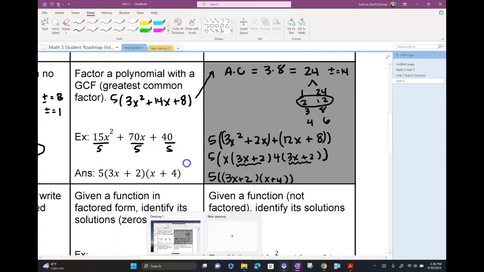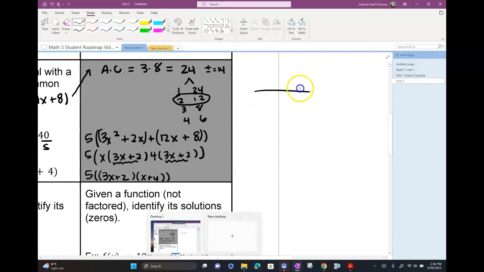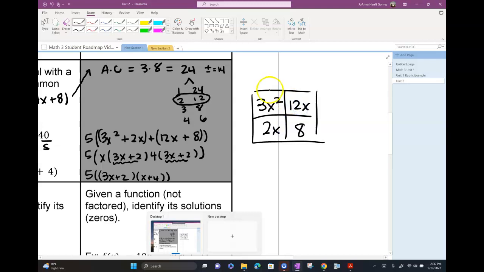So 5, and then you have your 3x plus 2 and x plus 4, and that is what we got for our answer here. And then if you did it with your box, remember, we're looking at when we factored out our greatest common factor. So 3x squared and our 8, and then our 2x, 12x, and then they have an x in common here, 4 in common here, 3x in common here, and 2 in common here. And notice those are the same factors. So either way you do it, you will end up with those same answers.